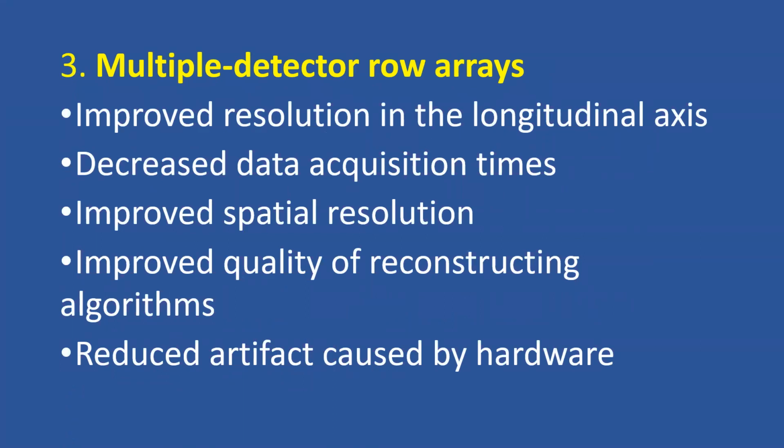We have multi-detector row arrays. It has an improved resolution in the longitudinal axis. Yes, when we had CT scans, we were so happy because we were able to identify soft tissue swellings. We had a fairly good resolution. We were happy. And it had decreased data acquisition times. There was improved spatial resolution, improved quality of reconstructing algorithms, and reduced artifact caused by hardware. But I'll tell you, we still have artifact interference. I will be showing you this.